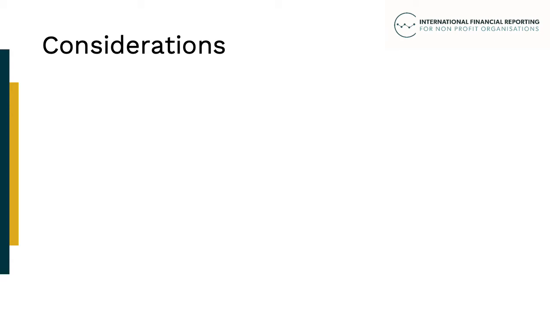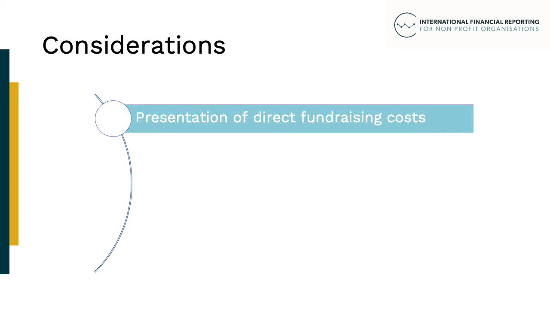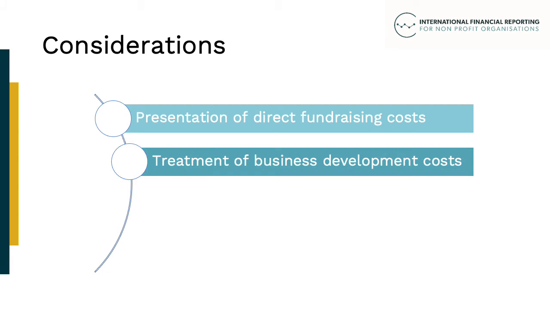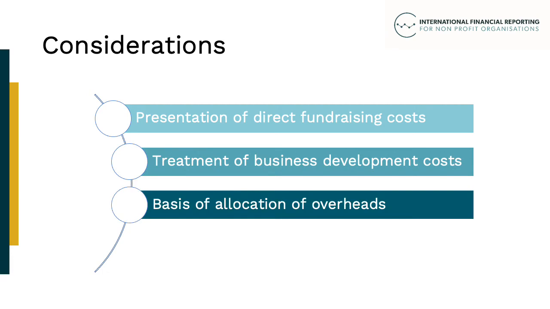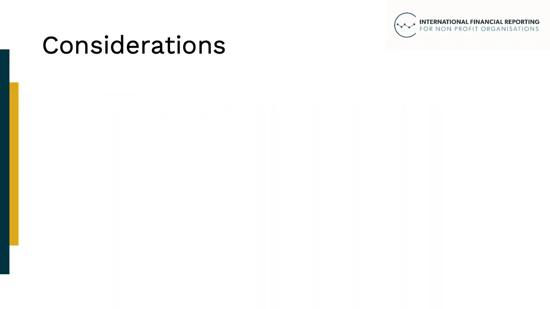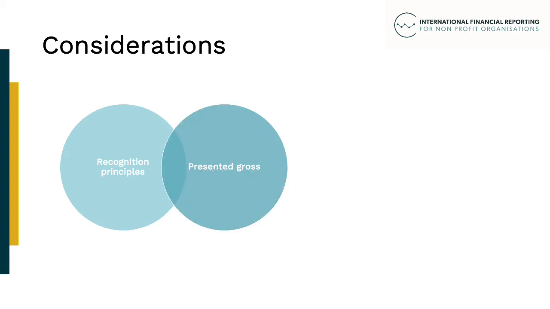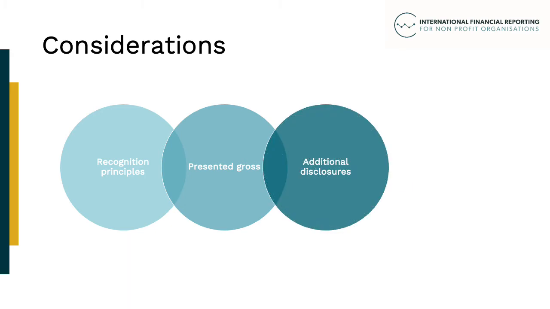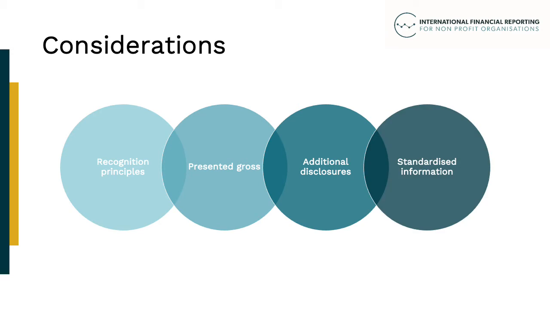These financial reporting considerations mean that there may be benefits to NPOs and users in standardizing the definition of fundraising costs. This would involve addressing the presentation of direct funding costs, the treatment of business development costs, the basis of allocation of overheads, and disclosure requirements. For example, guidance could ensure that fundraising costs are recognised using the same principles as any other expenditure and are presented gross in accordance with the known netting off principle, and additional disclosures could be considered to assist users understand fundraising activities, with standardized information about fundraising costs and information about timing differences. The usefulness of ratios could also be considered further alongside a framework for narrative reporting.